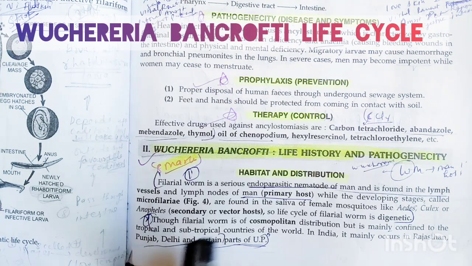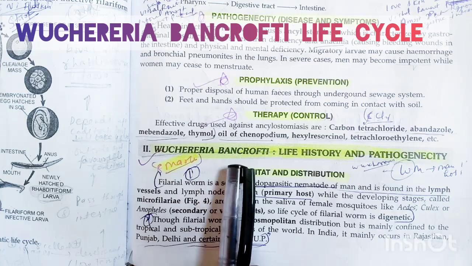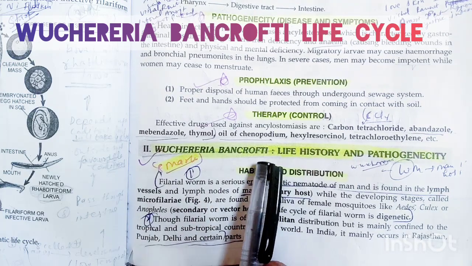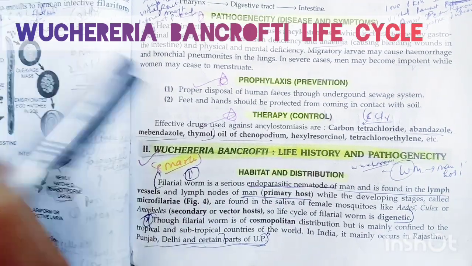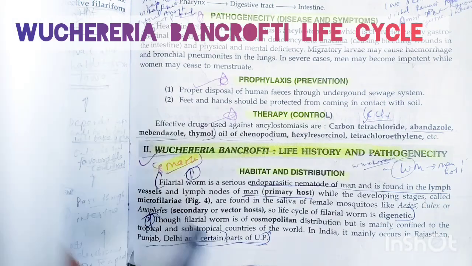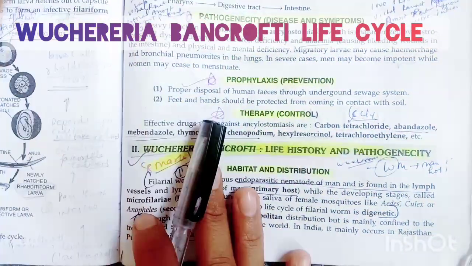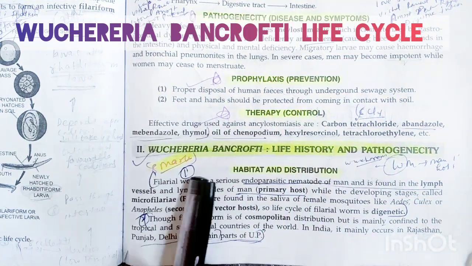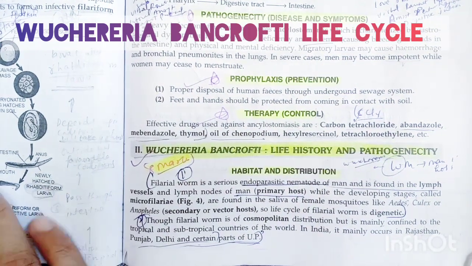So in today's video, we will start Wuchereria bancrofti. This is a parasitic helminth. So we will follow these two books. First, we have medical parasitology. Some topics which are not present in this, we will include from medical parasitology.